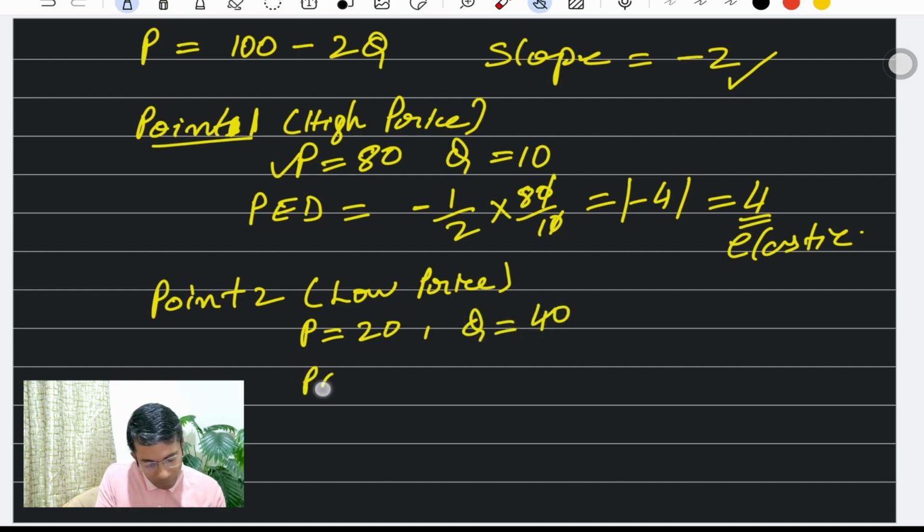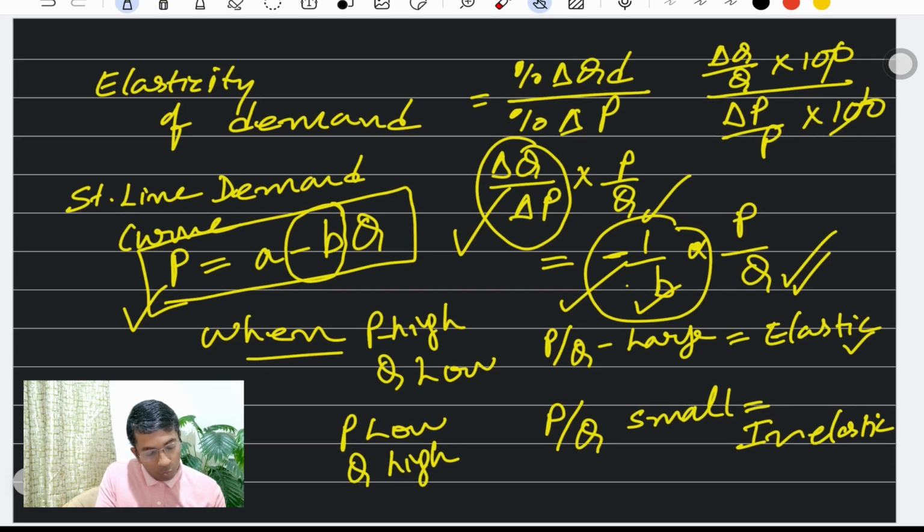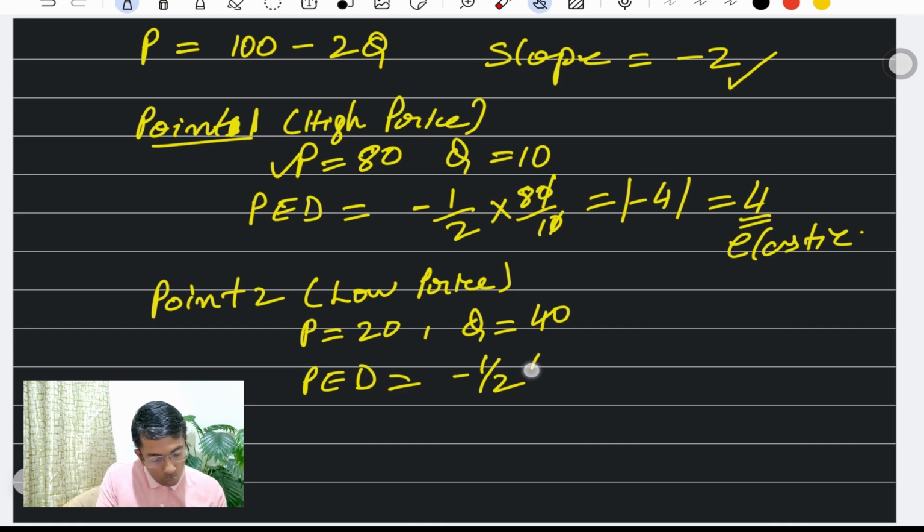Now again apply the PED formula here. PED equals minus 1 by 2 times P over Q, that is 20 over 40. 20 over 40 happens to be 0.5, and so that is going to be minus 0.25. Ultimately, the elasticity is going to be 0.25, which is inelastic.